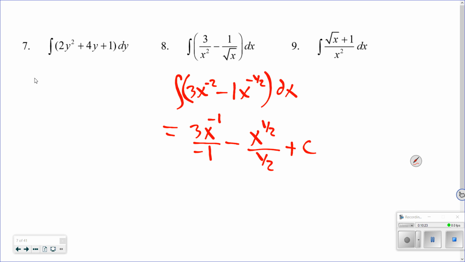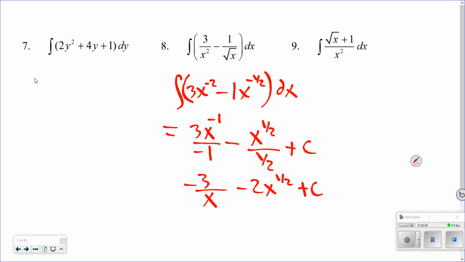Then let's just do a little bit of simplifying. The 3 divided by -1 would be -3. I'm going to move the x back down to the bottom. And then dividing by 1/2 is the same thing as multiplying by 2. And that's really as far, there's nothing really left to simplify after that.